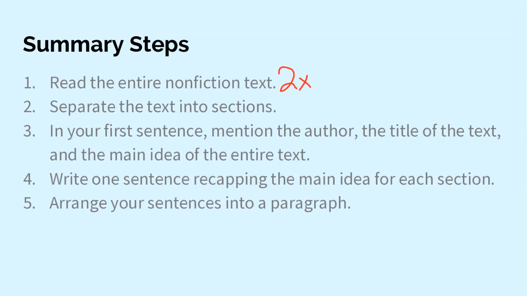Number 3, in your first sentence, mention the author, the title of the text, and the main idea of the entire text. Okay? So your first sentence, your introductory sentence, has to have the author, the title, and the main idea of the entire text. Number 4, write 1 sentence recapping the main idea for each section. So once you divide the text into sections, you are going to write a 1 sentence recap for the main idea of each section.